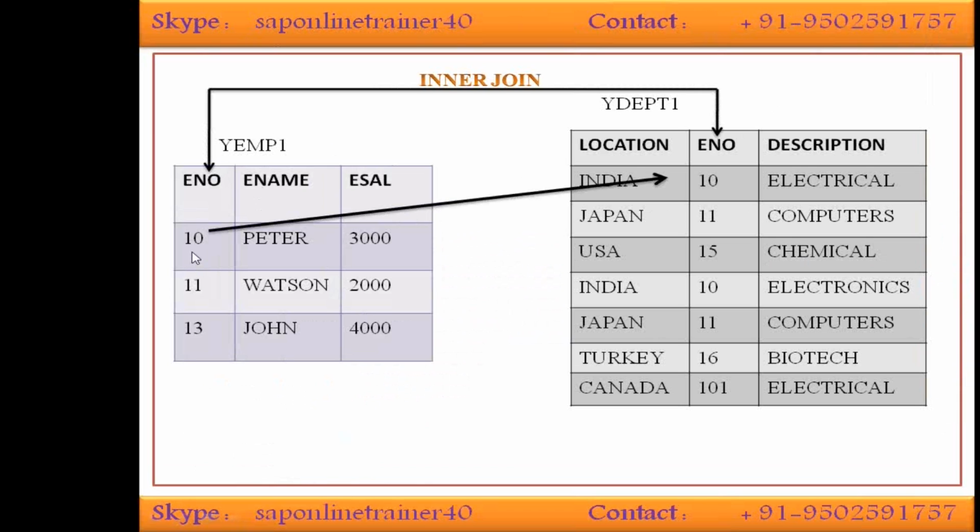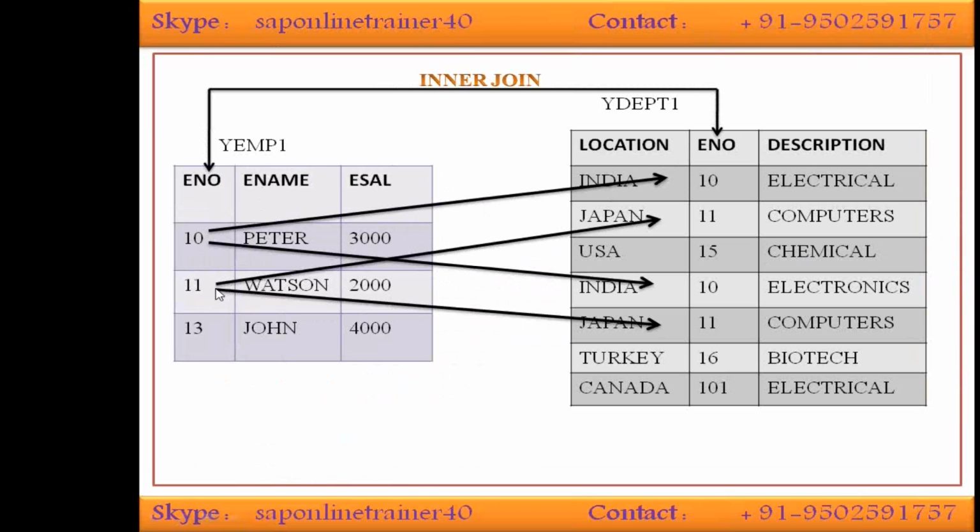In the YEMP1 you have 10, and in the YDEPT1 you have 10. The matched records are 10 and 10 here, and also 10 here, also 110. These are the matched records, 10 and 10. And what about the remaining matched records? 11 is also a matched record here. So inner join will join two or more database tables based on common fields, and it fetches only the matched records of both the database tables.